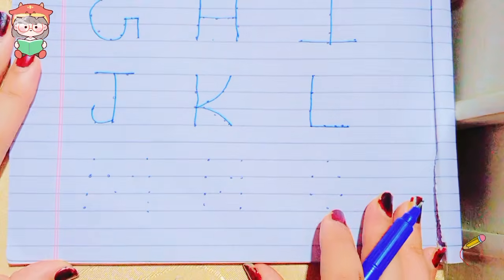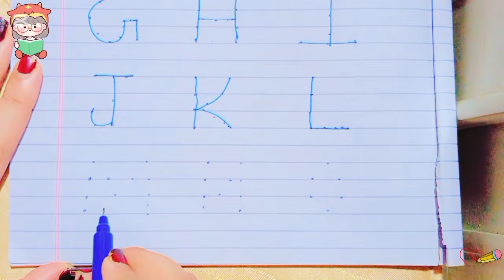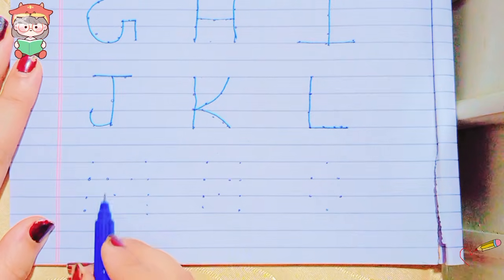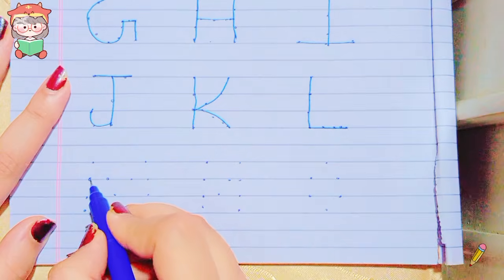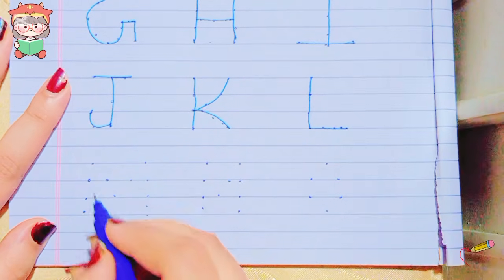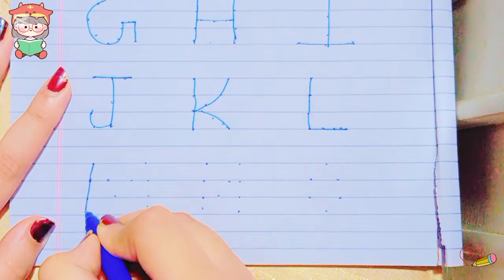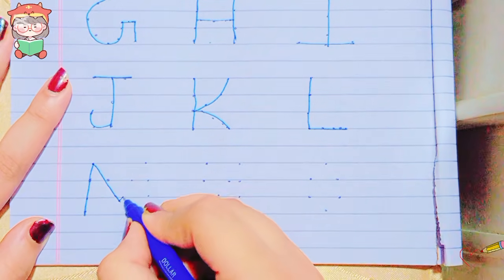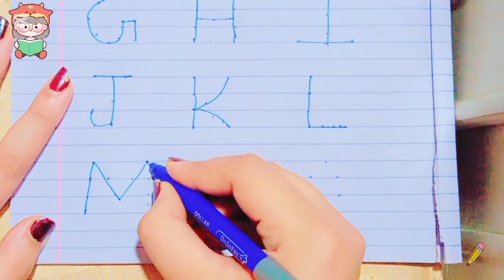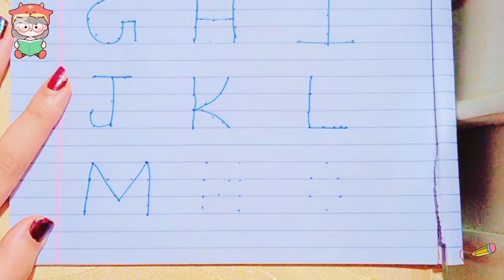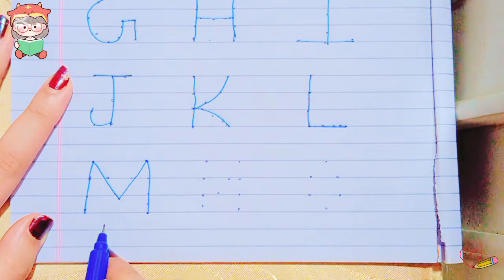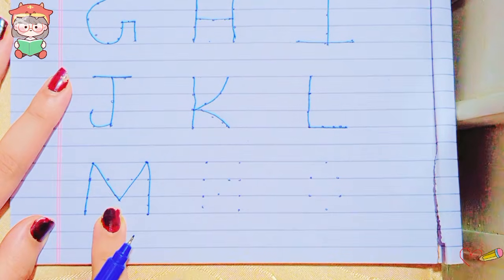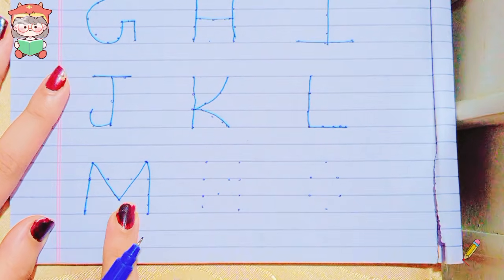Next letter is letter M. M for monkey. So let's match the dots. First straight line, second straight line, third straight line, and fourth straight line. It's letter M. M for monkey.